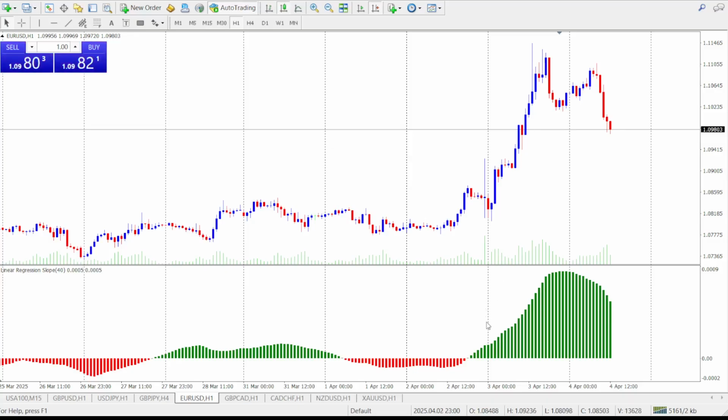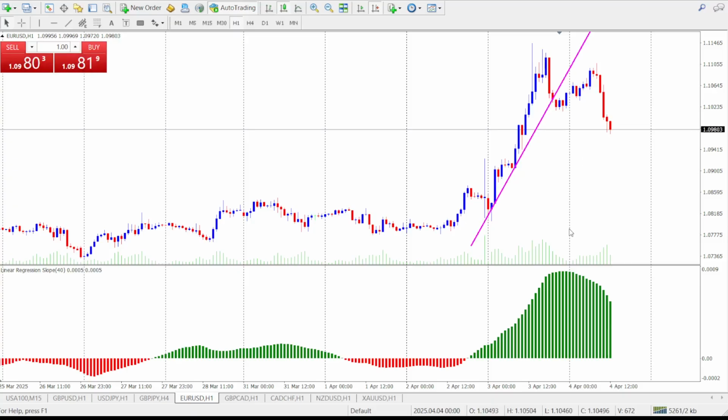As you can see, it uses red and green histogram bars to indicate the direction and momentum of the market. When you look at the histogram bars, they give you valuable insights into the current market conditions. When the bars elongate, whether it's green or red, it shows increasing momentum. You can see in this particular scenario, we had the green bars elongating, showing that the bullish momentum was increasing.